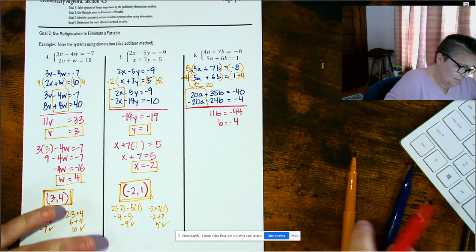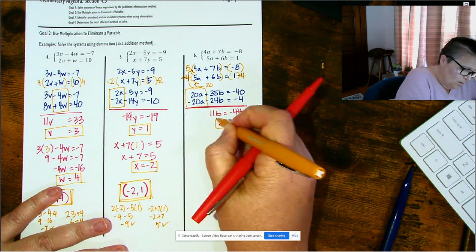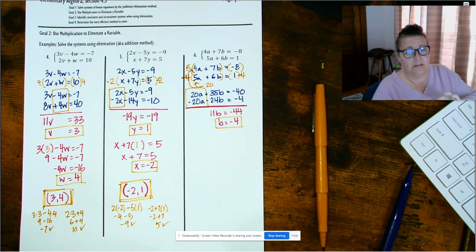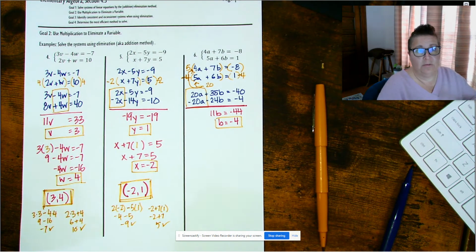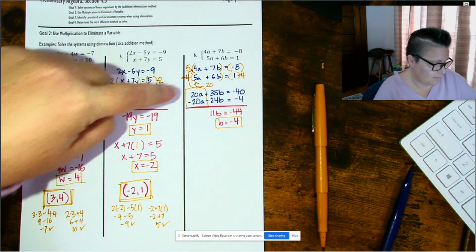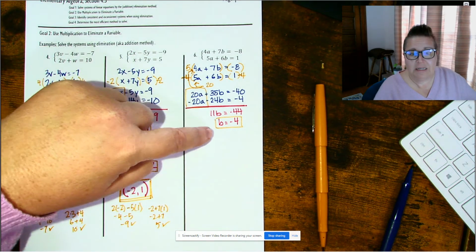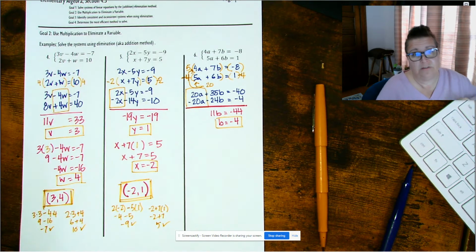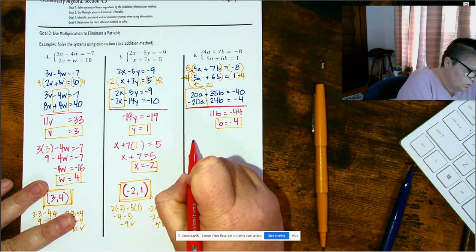Okay, now I'm going to take that b is equal to a negative 4, and I'm going to put it into either one of the original equations. If you spent a lot of time messing around, you could have some mistakes in all of this work. So the idea is to go ahead and put this into one of the original equations from the system. So I'm going to do the second one.